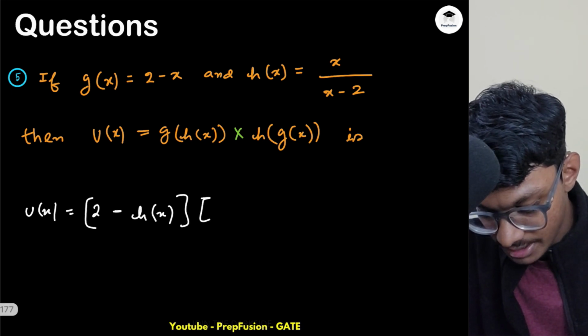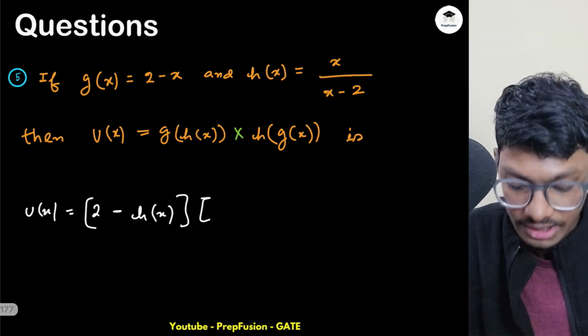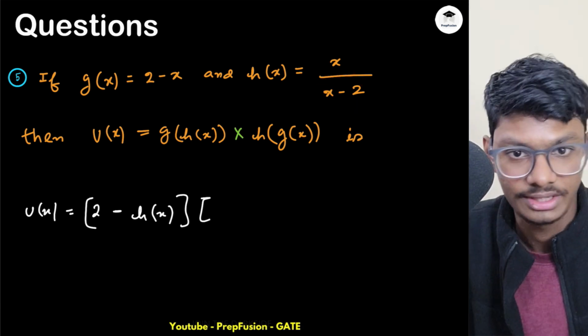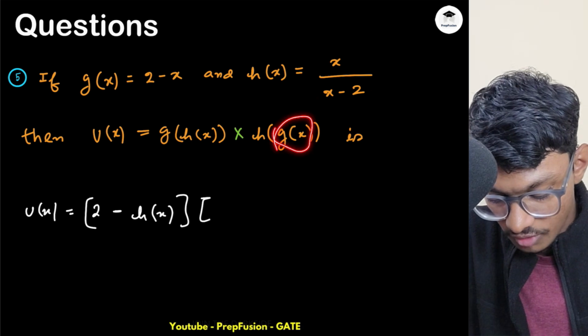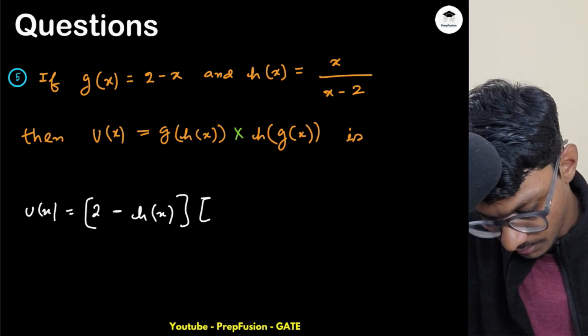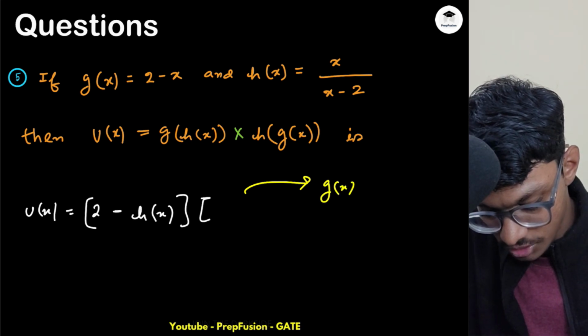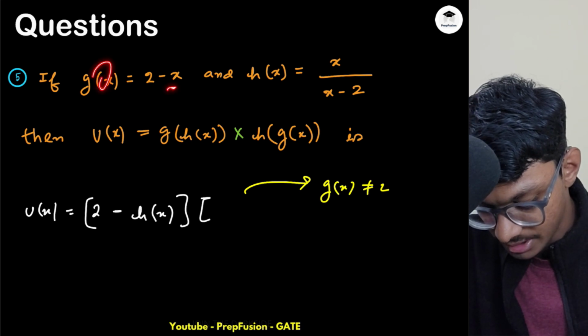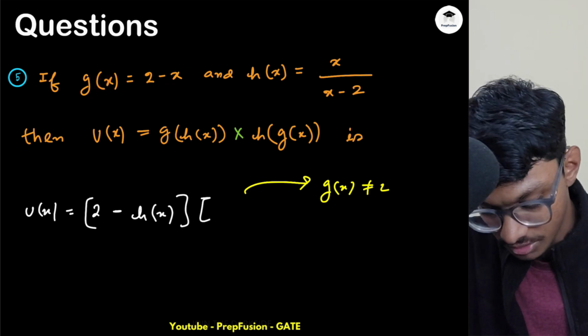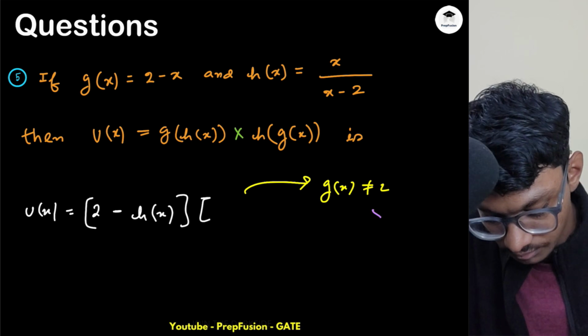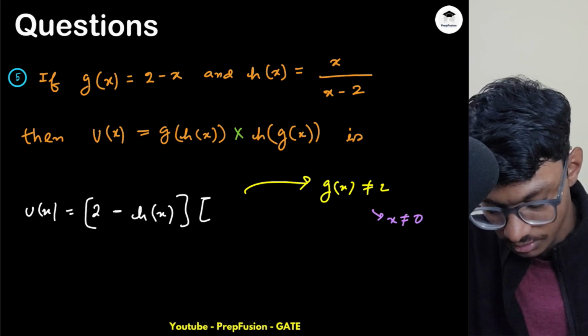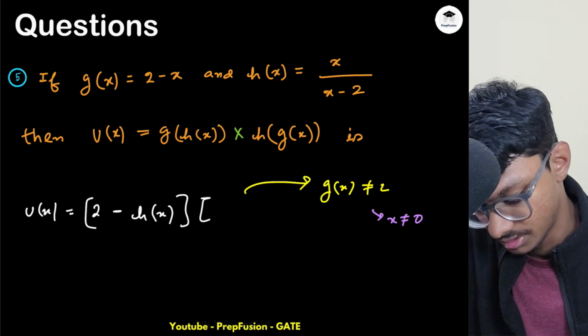So is there any domain constraint over here? Yes, there is. This x can't be equal to 2, so g of x can't be equal to 2. That is very important. If this is equal to 2, that means x minus x will be equal to 0, so x can't be equal to 0. That is a very important domain restriction over here, right?